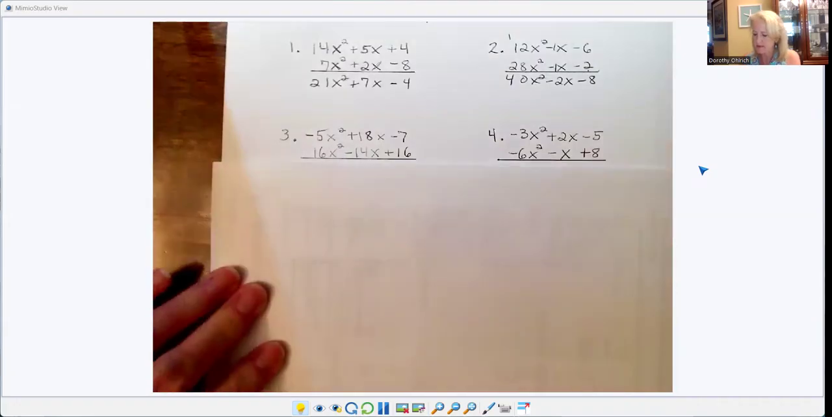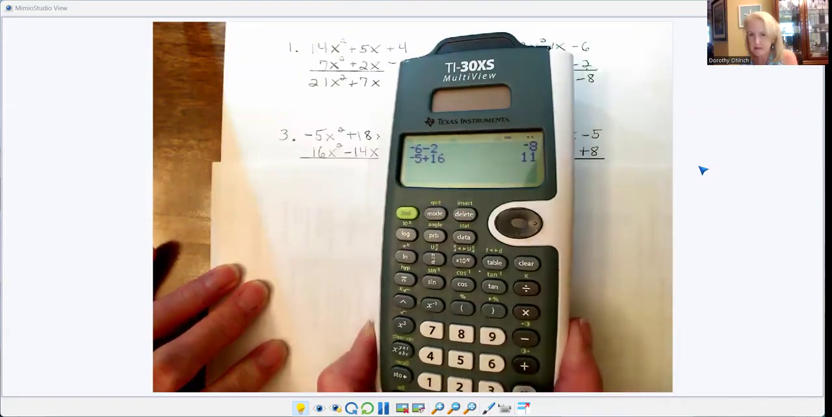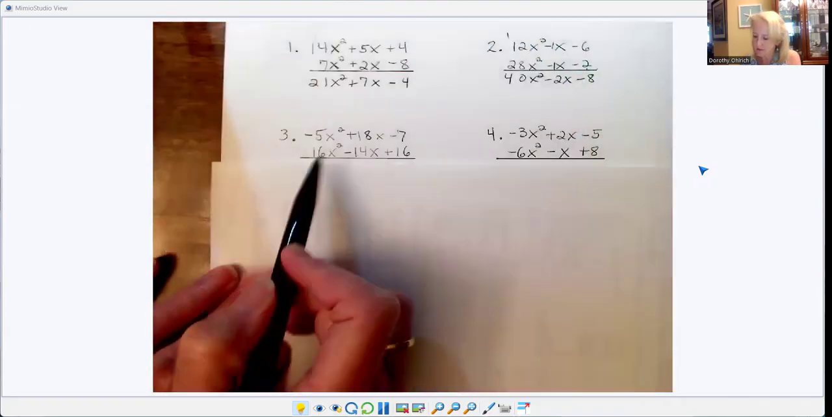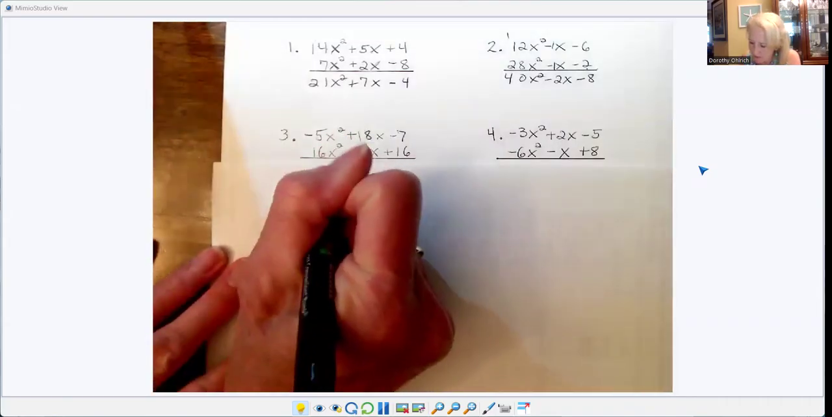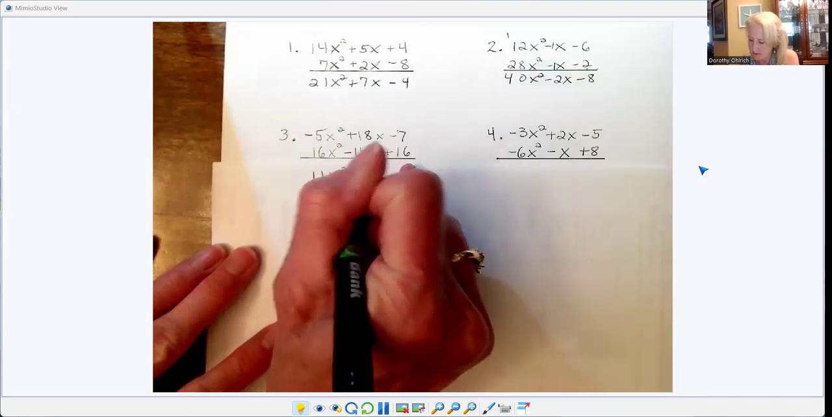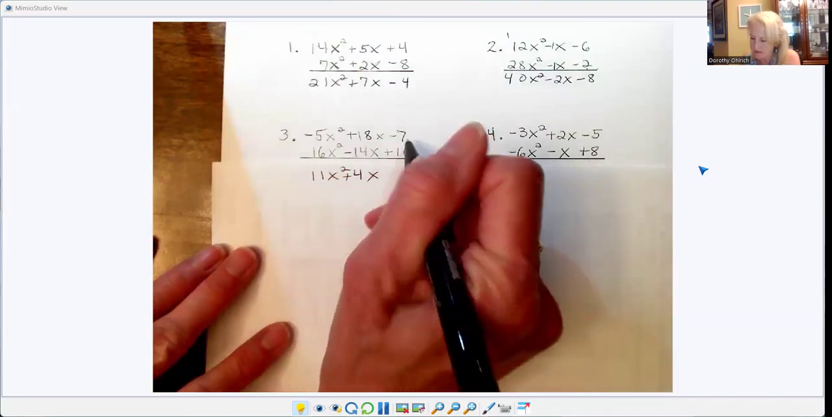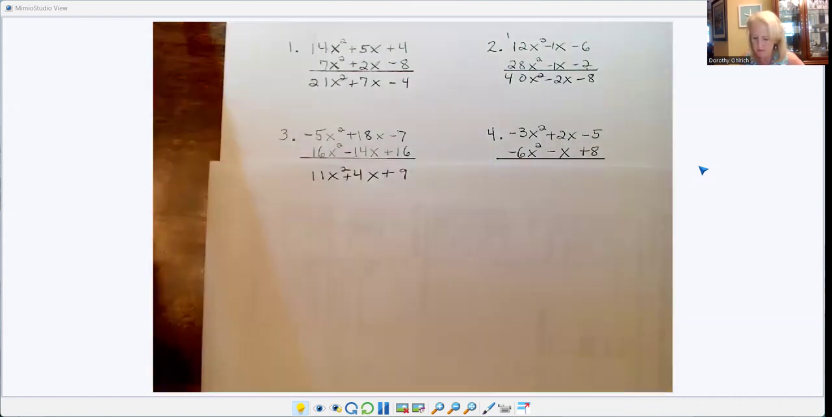So -5 plus 16. -5 plus 16 is positive 11. Notice you subtract them and you keep the sign of the higher number. So 11x squared, 18 minus 14 is positive 4x. -7 plus 16 is positive 9.